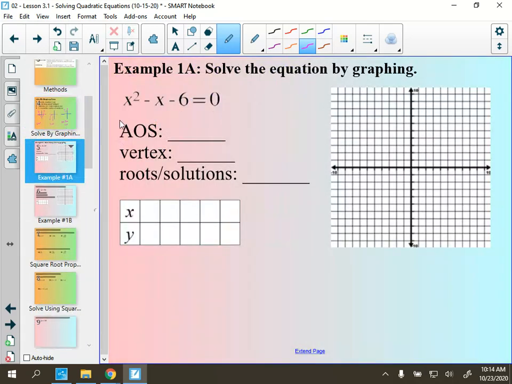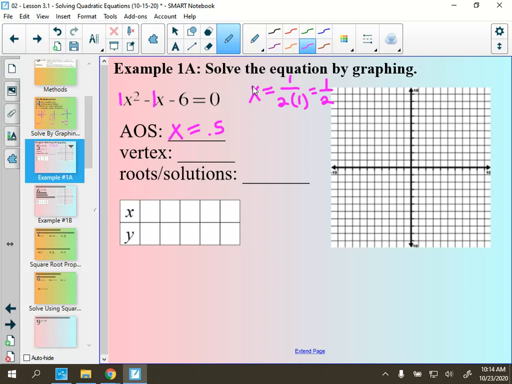There's a standard form. It's equal to 0. Graph it. So you pretty much treat it like a graph, with the follow-up of what are the roots, what are the solutions. How do we graph something in standard form? We start with the axis of symmetry, which is the opposite of b, and b is -1, so the opposite of that is 1, over 2 times a, which is 1. So we end up with 1 over 2.